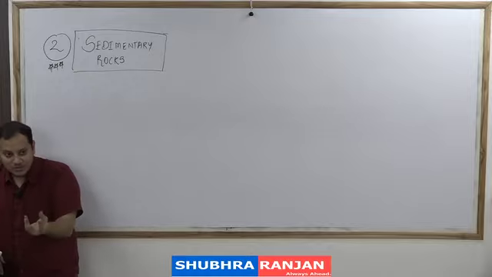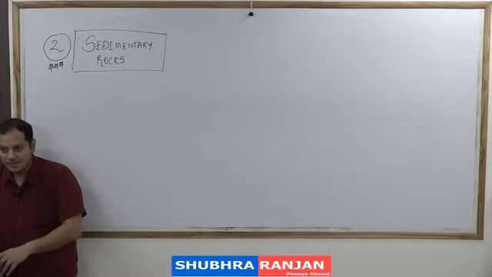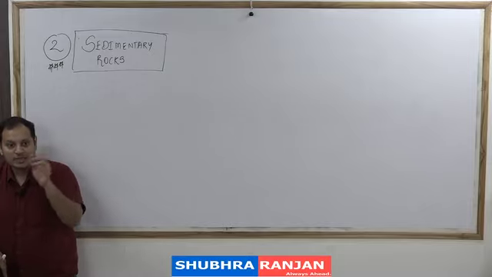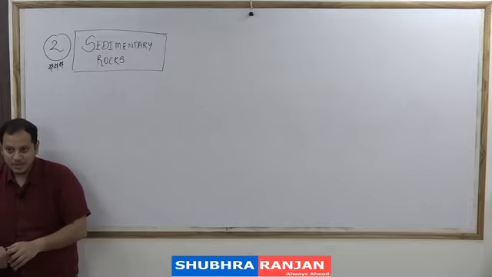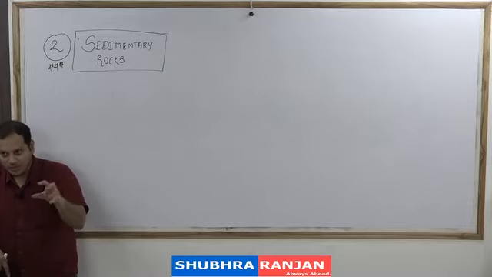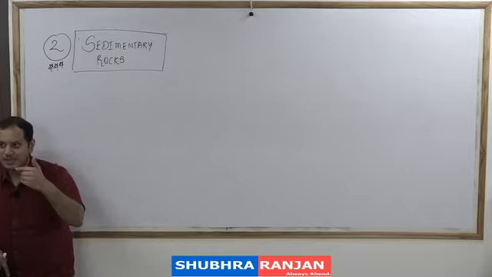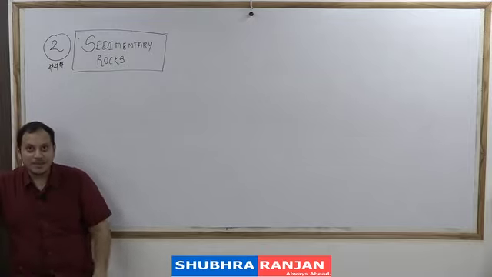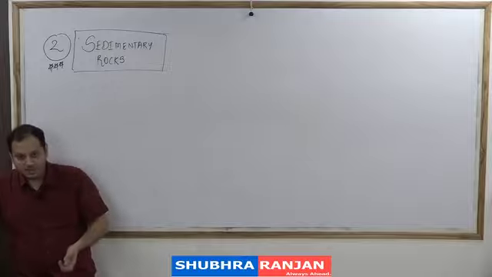Because common salt is also an example of a sedimentary rock. Coal is an example of a sedimentary rock. Chalk is an example of a sedimentary rock. All these things which we use in our daily life, limestone is an example of a sedimentary rock. Chuna is an example of a sedimentary rock. Plaster of Paris is a sedimentary rock.